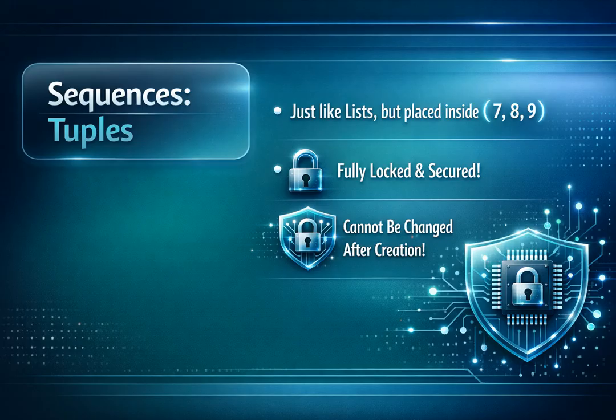A tuple is similar to a list, but is enclosed in parentheses and is immutable, meaning its elements cannot be changed after creation. Tuples are typically used for data that should remain constant, such as coordinates or fixed configuration values.